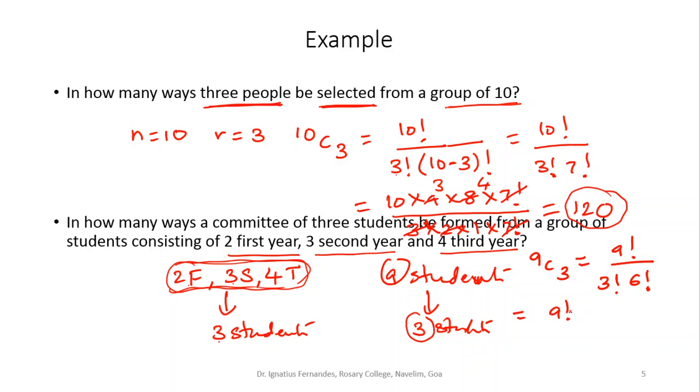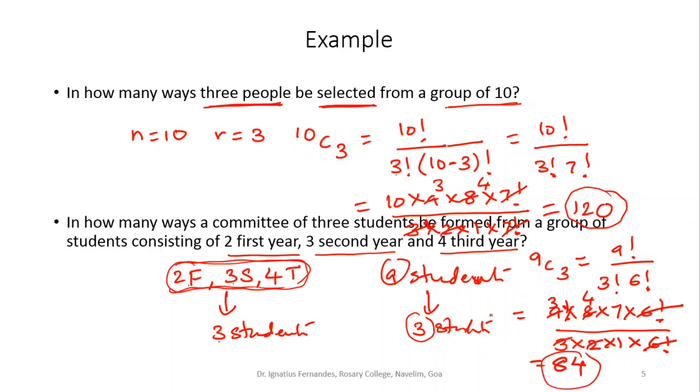That will be equal to 9 factorial, which is 9 into 8 into 7 into 6 factorial, divided by 3 factorial, which is 3 into 2 into 1, into this 6 factorial, that will cancel with this. And the same way I can carry out these cancellations. 3 into 3 is this, 2 into 4, so I have 3 into 4, 12 into 7, that is equal to 84. So there are 84 ways I can form a committee of 3 students from a group of these students.